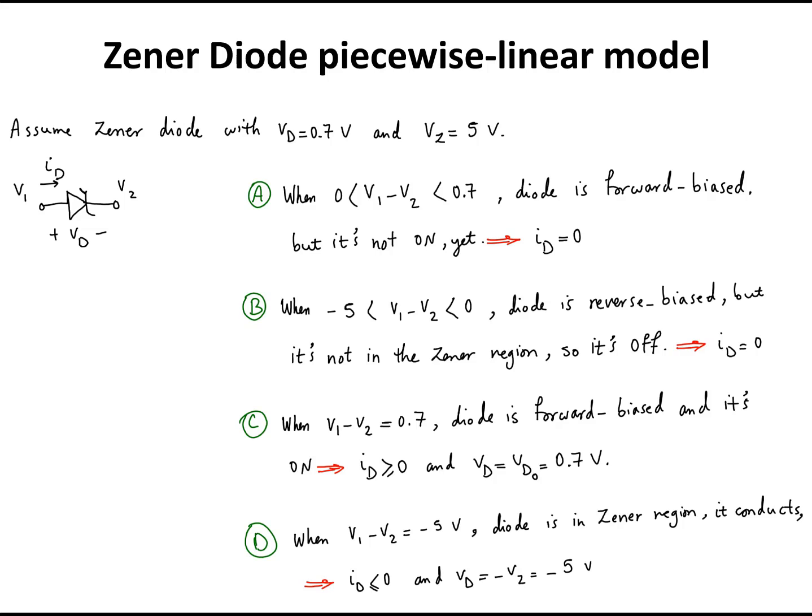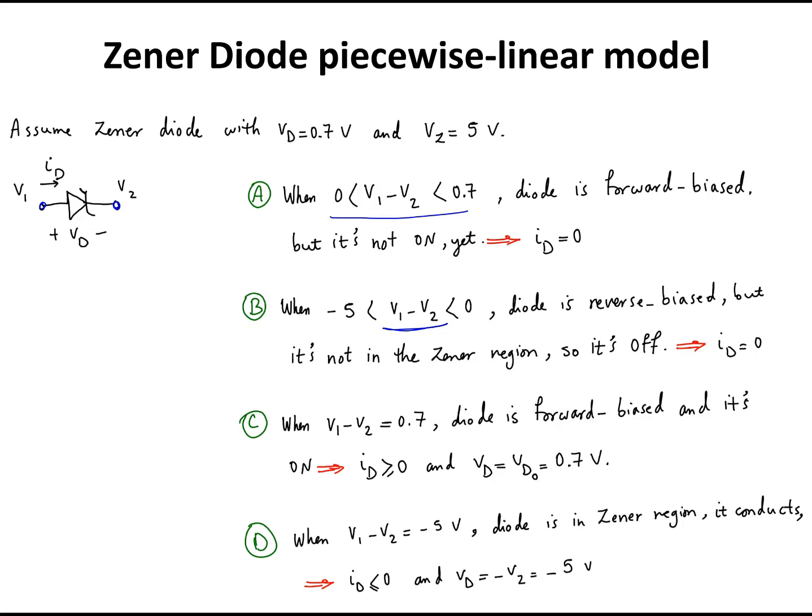Now we can write those equations again. This time we're going to use the node voltages at the 2 terminals of the Zener diode. I'm going to label the node voltage at this terminal as V1, and the node voltage at the second terminal as V2. Now we're going to assume a Zener diode with VD0 equal to 0.7 volts and a Zener voltage of 5 volts. If V1 minus V2 is between 0 and 0.7 volts, the diode is forward biased, but it's not on yet, and ID is equal to 0. If V1 minus V2, or VD, is between 0 and negative 5 volts, then the diode is reverse biased, but it is not in the Zener region, so it's off. Again, ID is equal to 0.